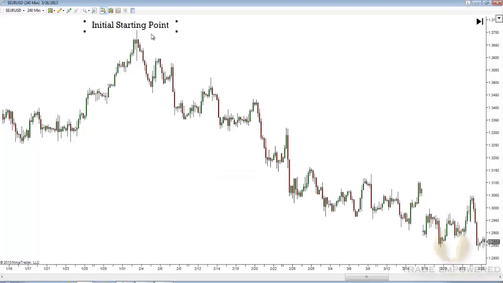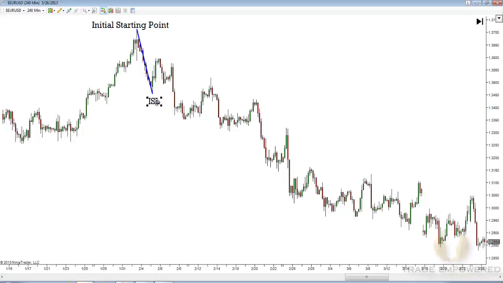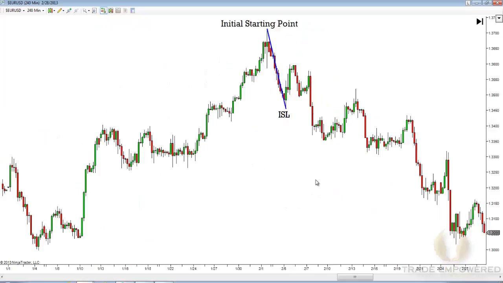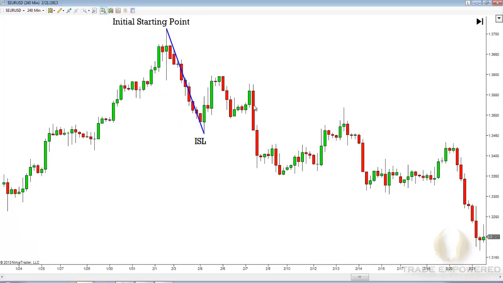We have our initial push down right here from this swing high to this swing low, creating our initial structure low. And I'm going to say this ISL, initial structure low. Let's see if I can zoom in some here. There we go, that's better. Initial structure low. We then get our outside return, and you can see that it completes lower than our initial starting point.